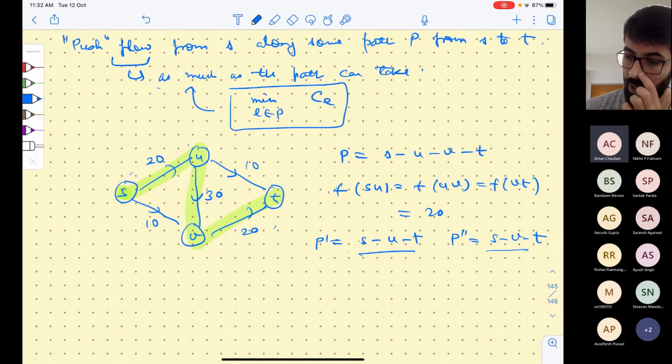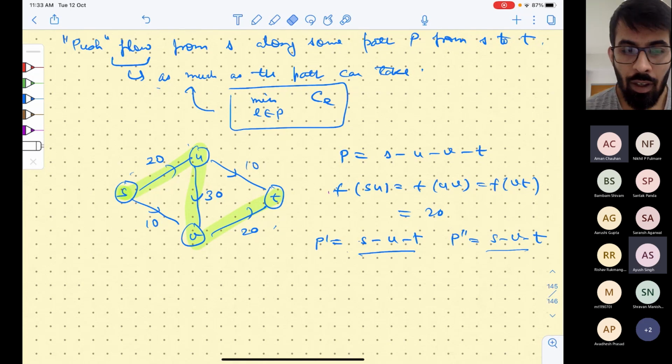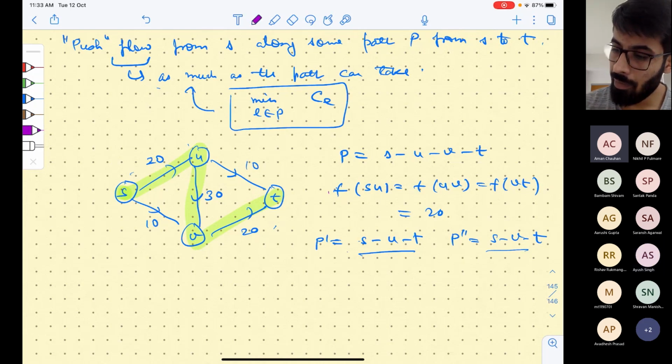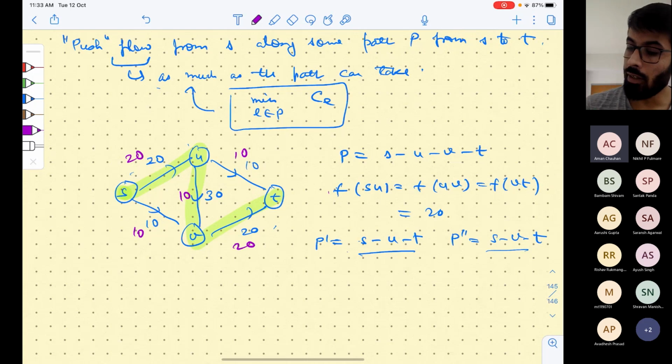And what is the largest value of the flow in this example? What can be the largest? 30, right? So how will 30 be achieved? From the first edge SU, we give 20, and then we split it into the 2 edges UT and UV. It goes 10 here, 10 here, here again you send 10, and here you send 20, right?